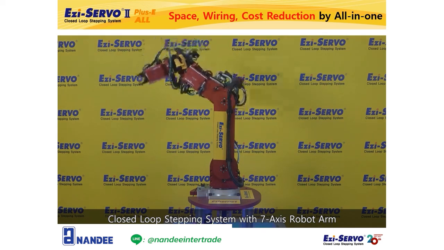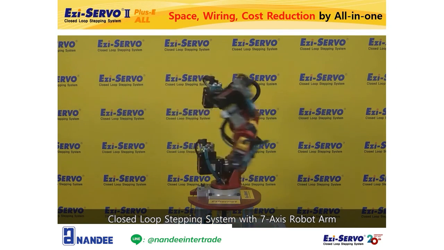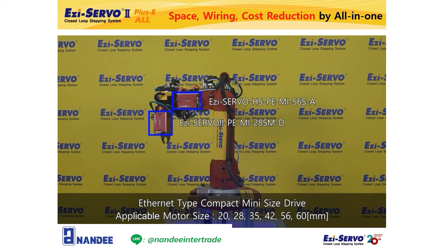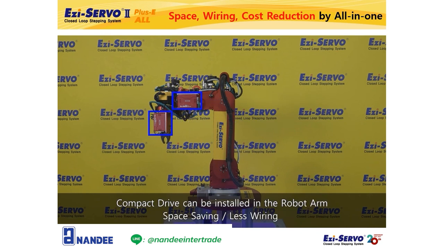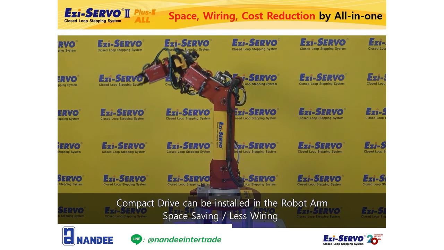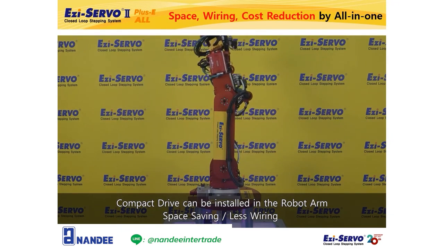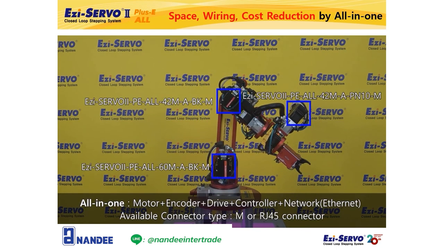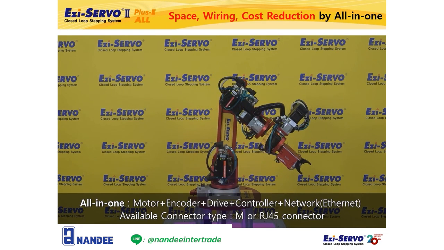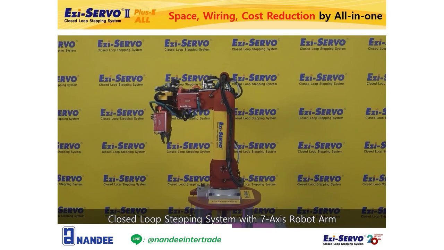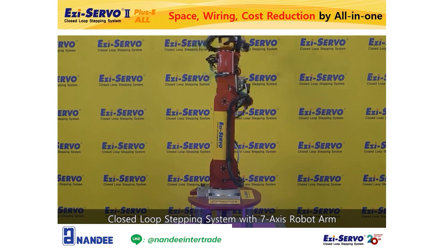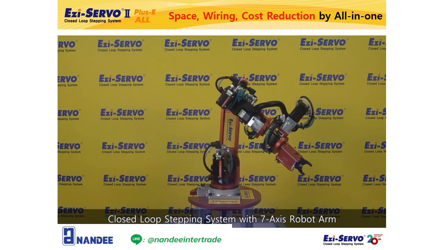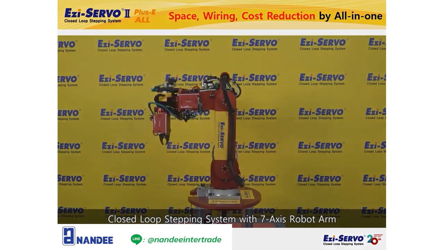Therefore, when using the all-in-one product Easy Servo 2 Plus E All and the mini drive Easy Servo 2 Plus E Mini, there is no need for a separate control box. The actual wiring is only one Ethernet communication line from the PC and a 24-volt power line. In conclusion, since the cable wiring is reduced, there is a great effect of reducing the cost and preventing malfunction due to wiring. For reference, recently, the size of smartphone-related equipment is small and there are many motors. So wiring and space are becoming more important.